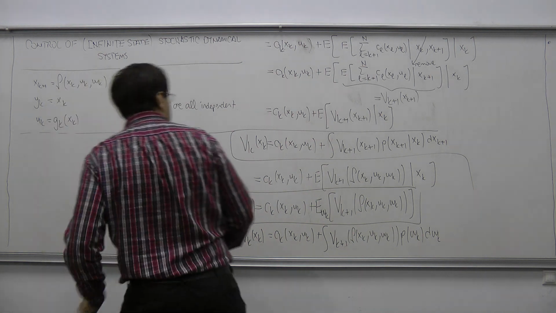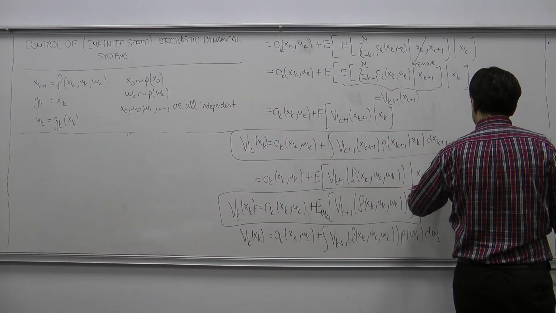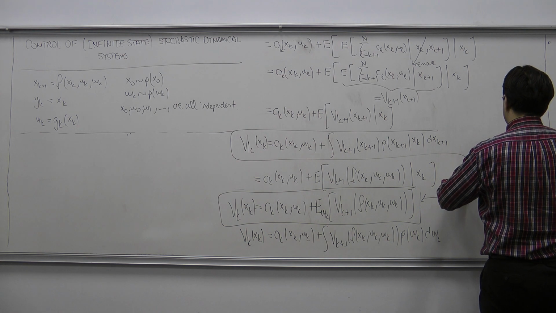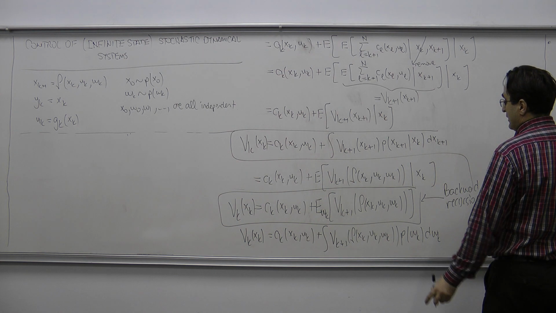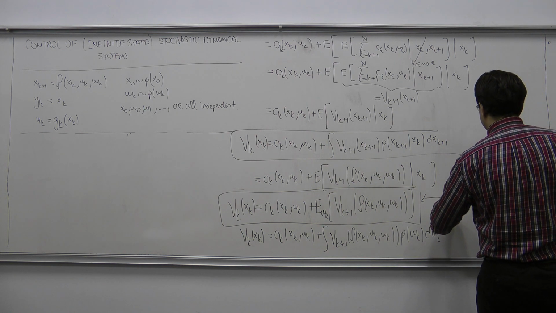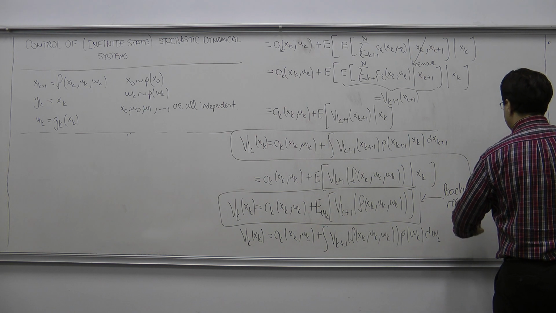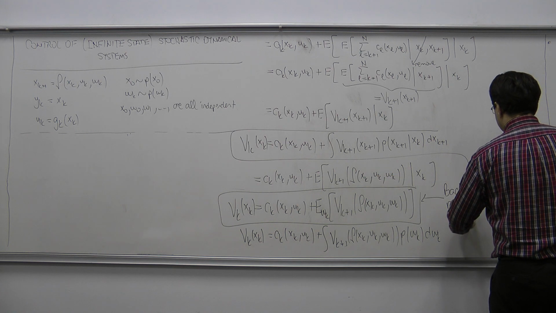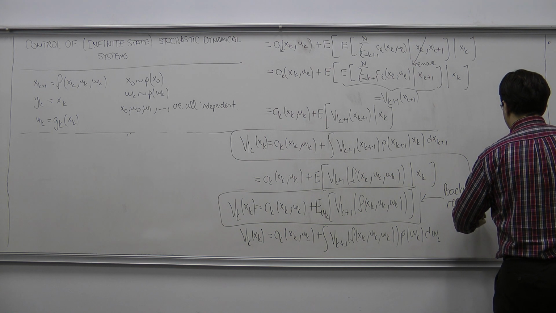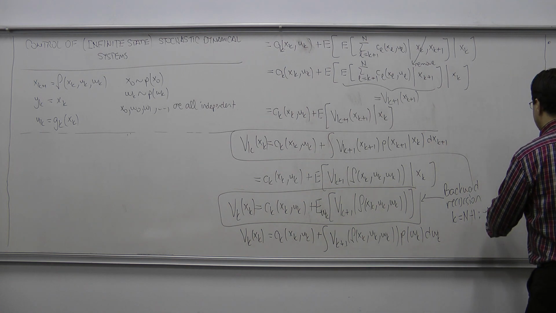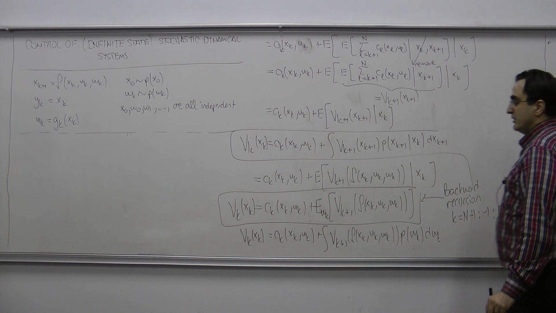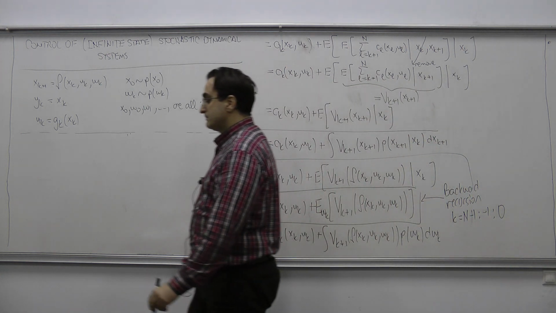So this is our backward recursion. Okay? And we know that we are going to run this for k equals n, then k equals n minus 1, with steps of minus 1, and I will continue until k equals 0. All right?